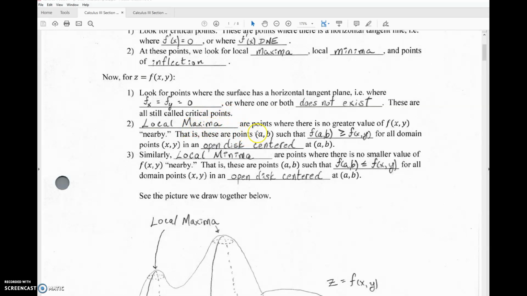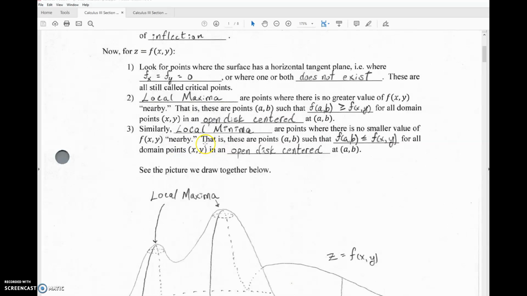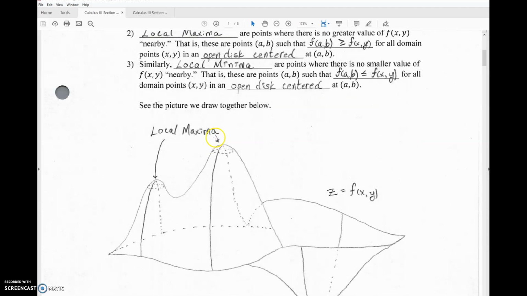Then local maxima are points where there is no greater value of f of x, y nearby. That is, these are points (a, b) such that f of (a, b) is greater than or equal to f of (x, y) for all domain points (x, y) in an open disk centered at (a, b). So you can kind of visualize that better with my drawing down here. So these are local maxima. You can imagine like a mountaintop. You're standing on the mountaintop. So there's some small open disk, and every point, no matter which direction you go, you'd be going downwards. So those are local maxima.